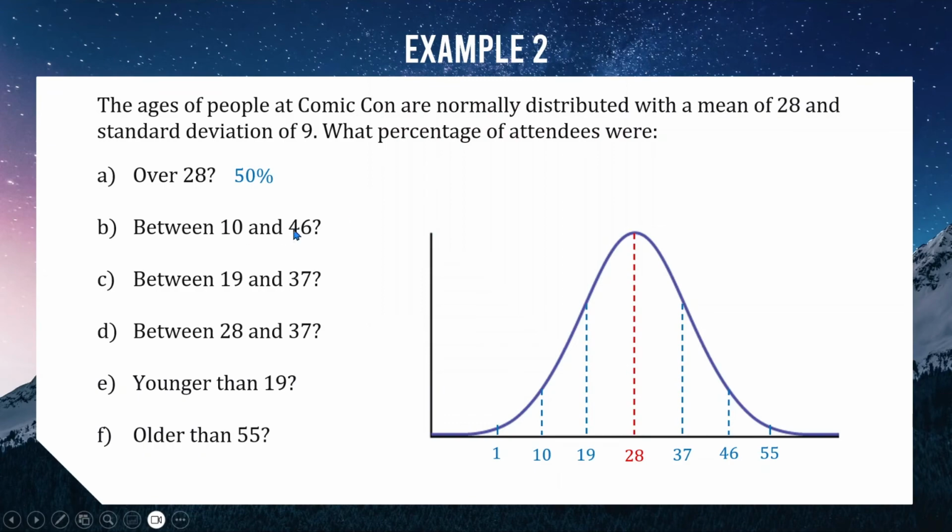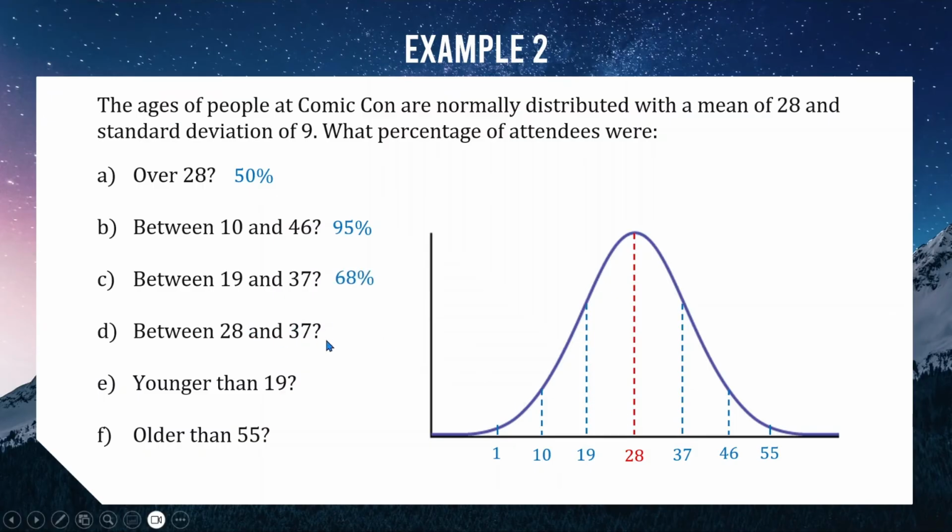Okay, for between 10 and 46, I can see my 10 is right here. This is 2 steps below, and 46 is up here, which is 2 steps above. And as we just mentioned, 2 down and 2 up is going to trap 95% of your data set. So 2 below and 2 above traps 95% of the scores. Okay, for 19 and 37, 19 is 1 step below the mean, and 37 is 1 step above the mean. So as we mentioned before, this section here traps 68% of our data set.